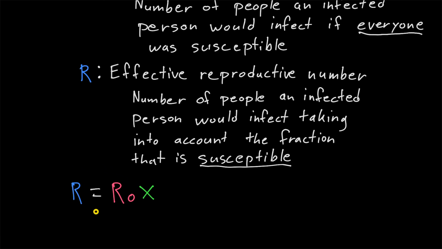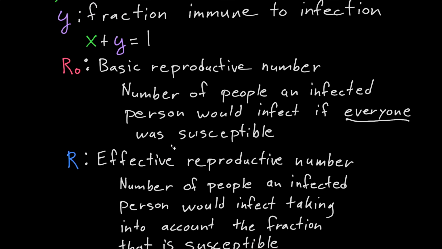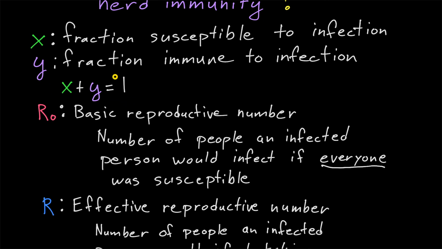Now, let's play a little bit with this equation in order to get the connection between R naught, or the basic reproductive number, and herd immunity. So come back to this basic relationship between the fraction of the population that is susceptible and the fraction that is immune. You can take this equation and you can rewrite it by subtracting y from both sides in order to get x is equal to 1 minus y. I just subtracted y from both sides and I arrived at this equation for x.